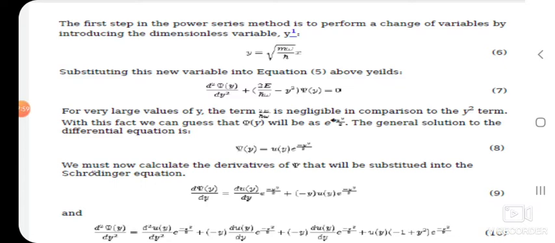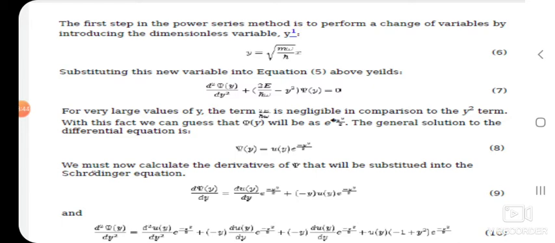To solve such kind of equation, the first step in the power series method is to perform a change of variable by introducing the dimensionless variable, that is y. y is equal to square root of m omega by h cross into x. Then substituting this new variable into equation 5 means we are changing the variable.